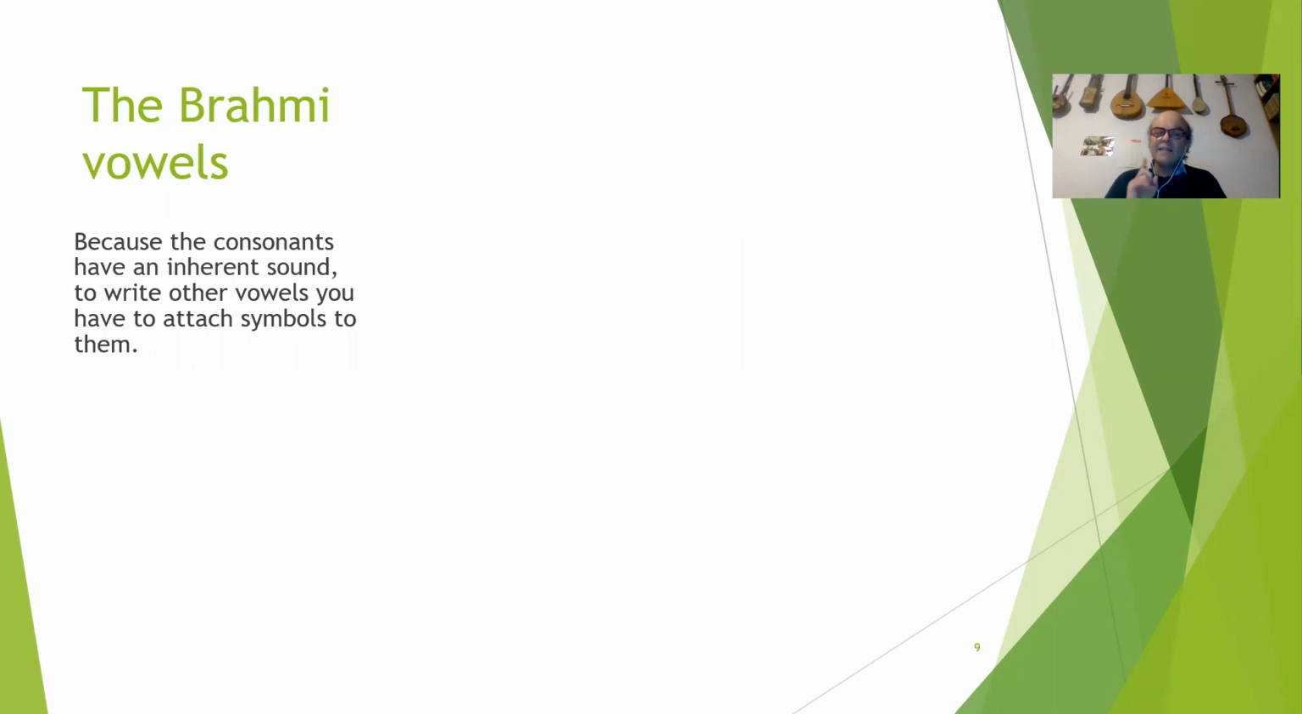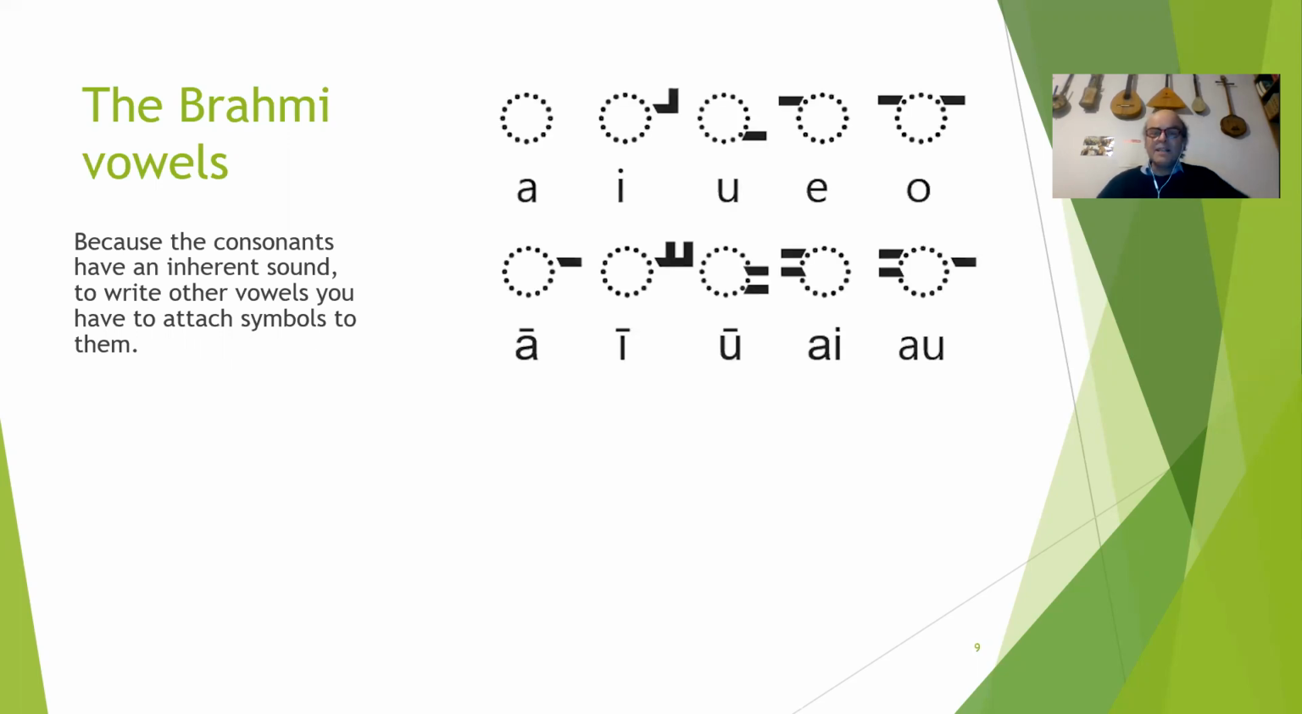And here's another important innovation in this script that was applied to the Thai languages. Because the consonants have an inherent sound, to write other vowels you have to attach symbols to the consonants. And the symbols that they attached were these.